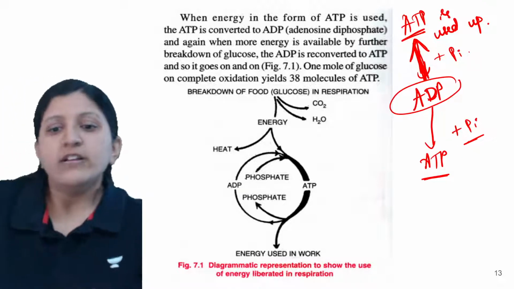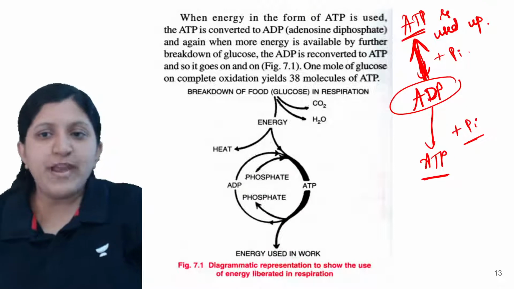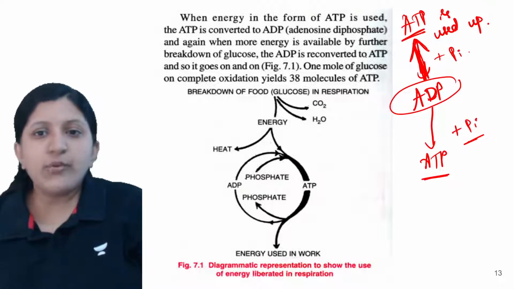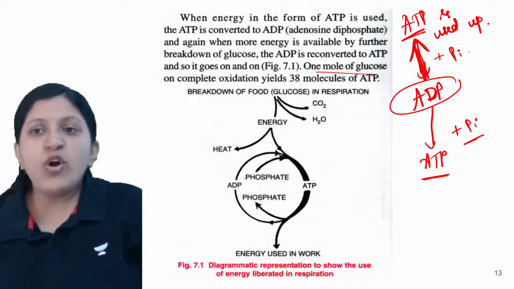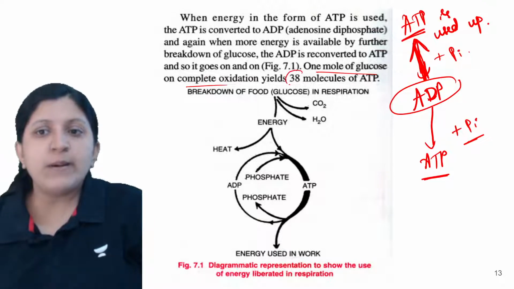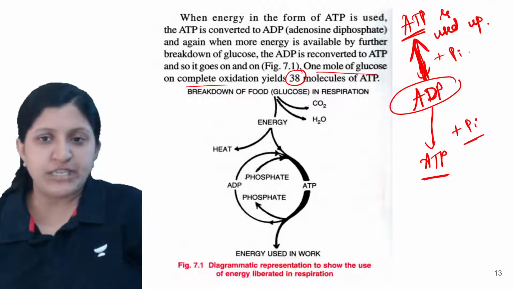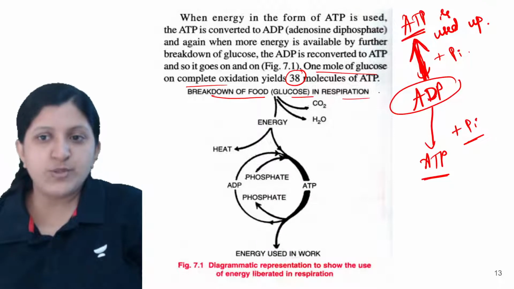All right. So with respect to this, what was mentioned is that it is now reconverted into ATP, and so this continues. Now 1 mole of glucose on complete oxidation is going to yield about 38 molecules of ATP. So that is the breakdown of food glucose in respiration.